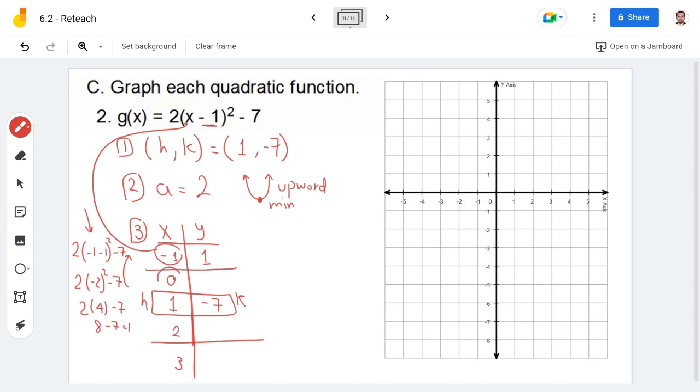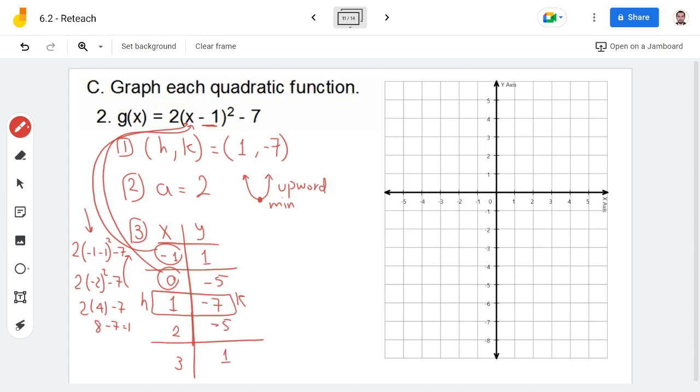Now let's take 0 and do it also mentally. So 0 minus 1 is -1. -1 to the power of 2 is 1. 1 times 2 is 2. 2 minus 7 is -5. So here is -5, here is 1.